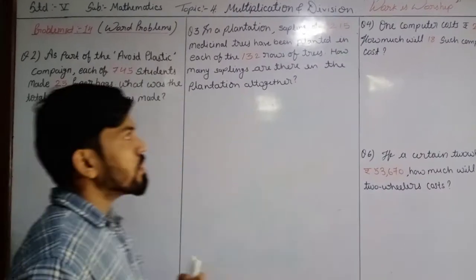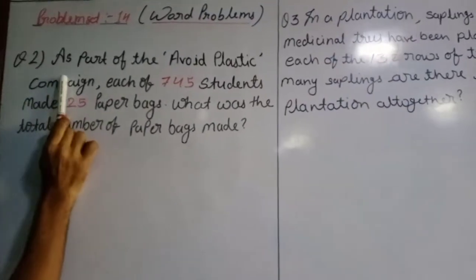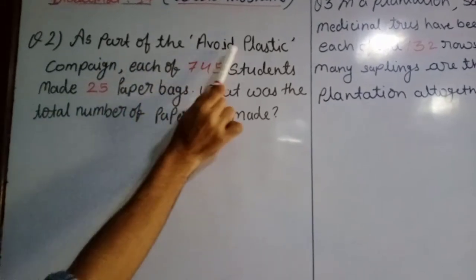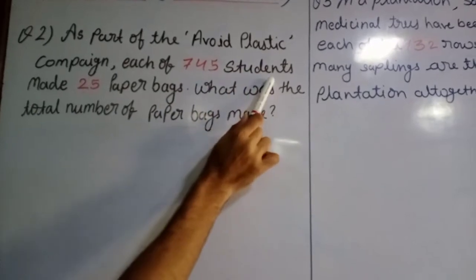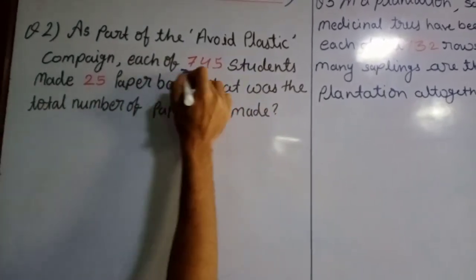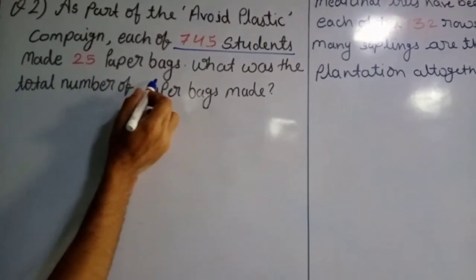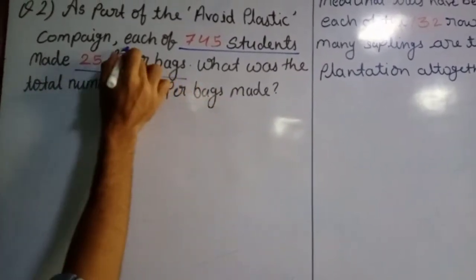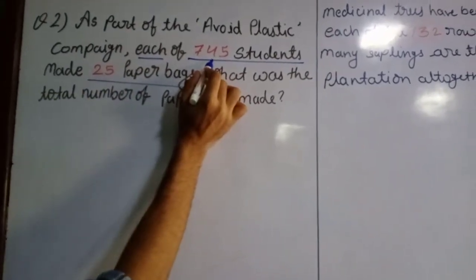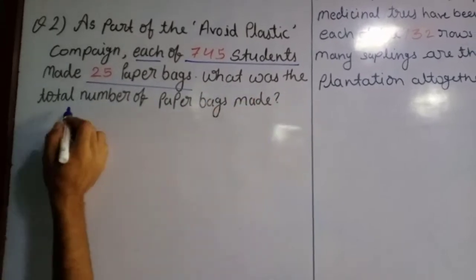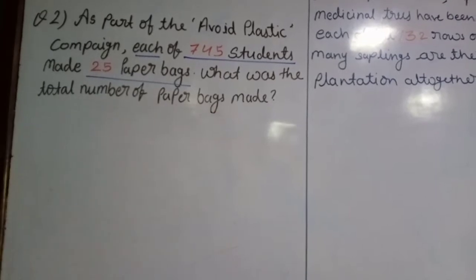So let's see. Here we have a word problem, question number 2. As part of the avoid plastic campaign, each of 745 students, this 745 is the number of students, made 25 paper bags. 25 paper bags means each student makes 25 paper bags, and the total number of students is 745. What was the total number of paper bags? Means what was the total number of paper bags they are asking.